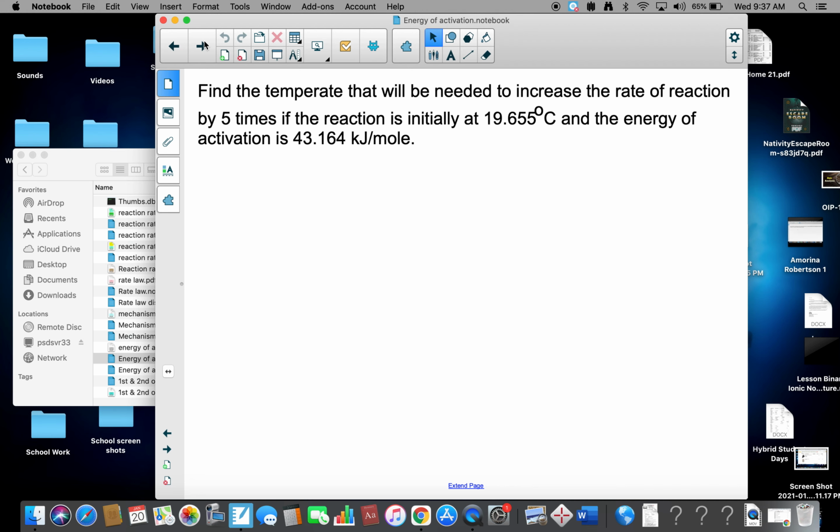Second problem we'll do in class: find the temperature needed to increase the rate of reaction by 5 times if the reaction is initially at 19.655 degrees Celsius and the energy of activation is 43.164 kilojoules per mole.